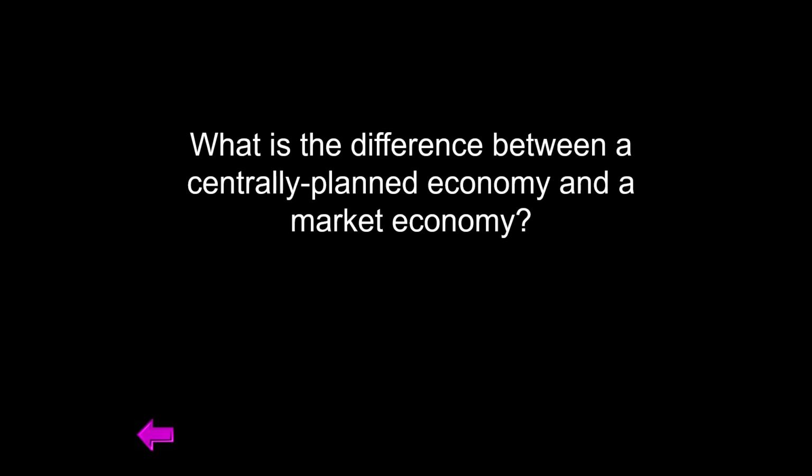What is the difference between a centrally planned economy and a market economy? A centrally planned economy is when the government decides how products and services are produced and who will produce them, and then who will receive them. In a market economy, the firms and households decide who will produce the products, how they will be produced, and who will receive them. So in the centrally planned, the government decides. In a market economy, firms and households decide.